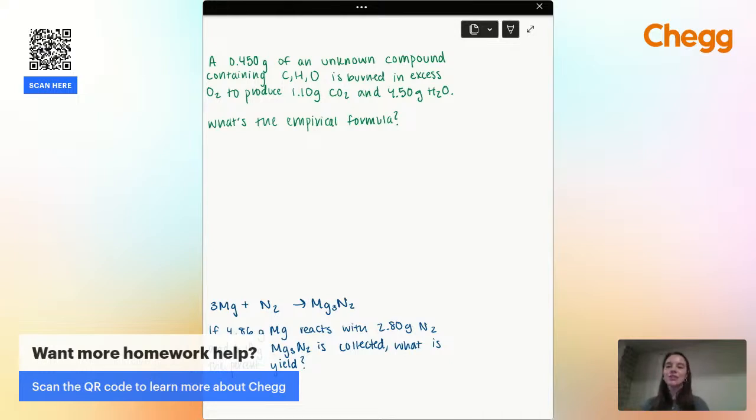Five, 4, 3, 2, 1. So what we need to do first of all is convert our grams of carbon dioxide and our grams of water to moles. So 1.10 grams of CO2. Let me use a different color so we can kind of tell the difference. 1.10 grams of CO2. And then 4.50 grams of H2O, converting both of those to moles.